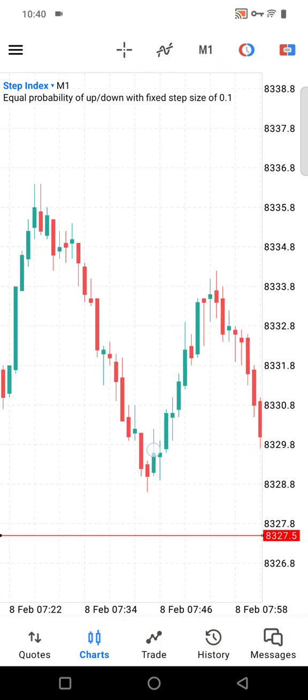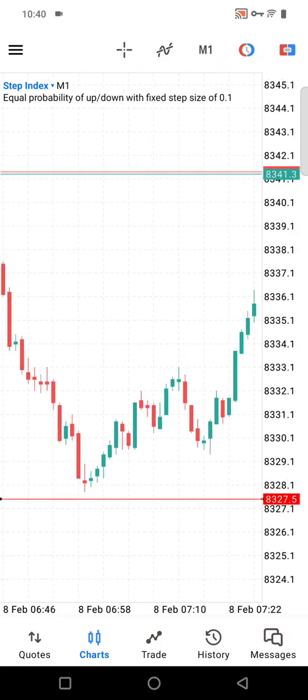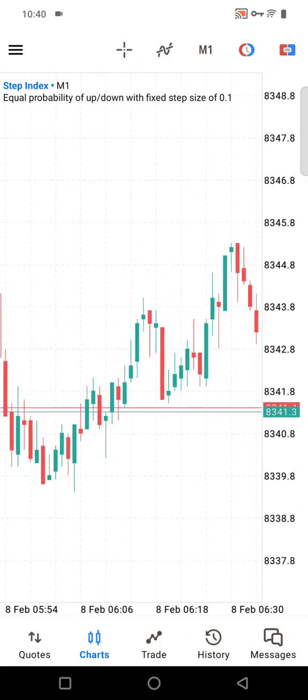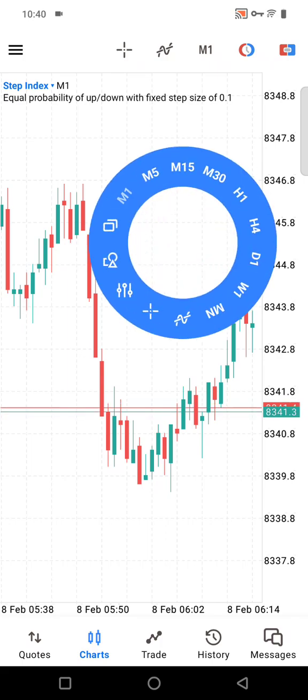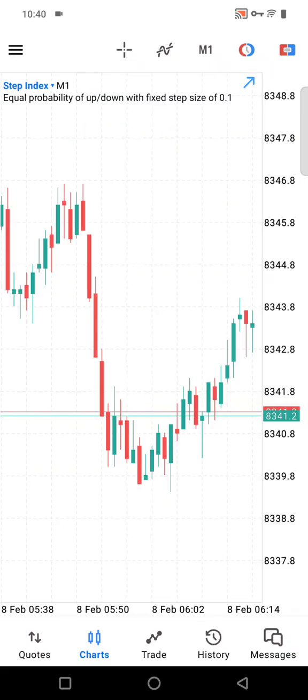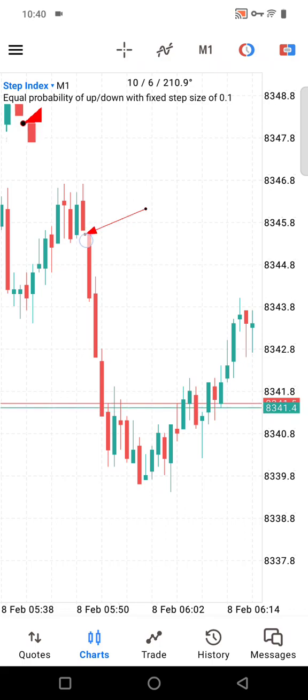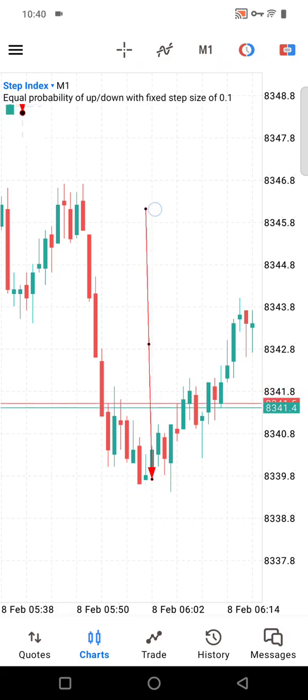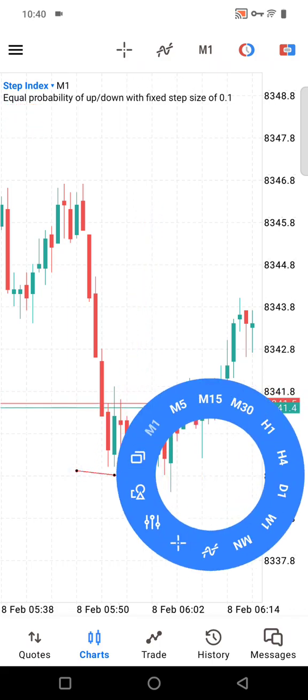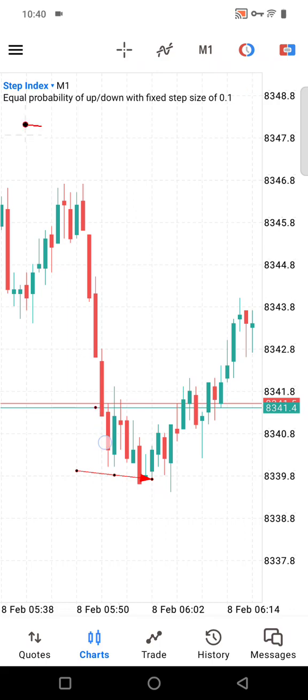Let me show you another example. Look here, this is the gap. The market was going down. Let it go down. Once the market found a peace, it means a support area. The market stayed here in a range. This is the support, and the market started going up.